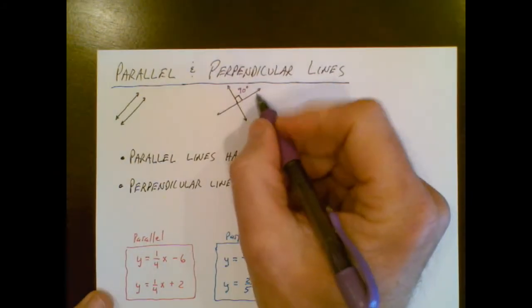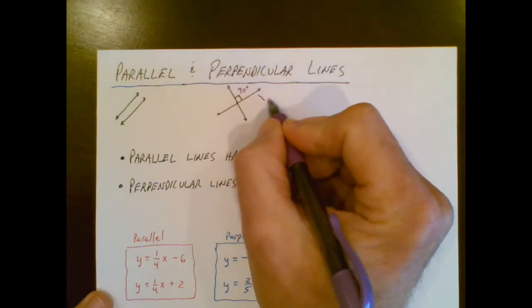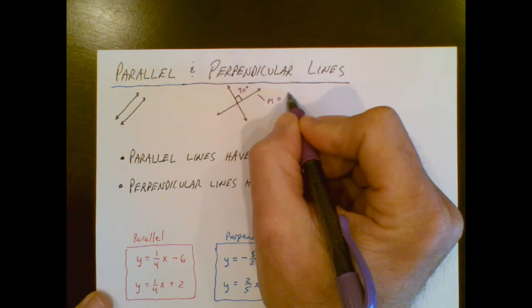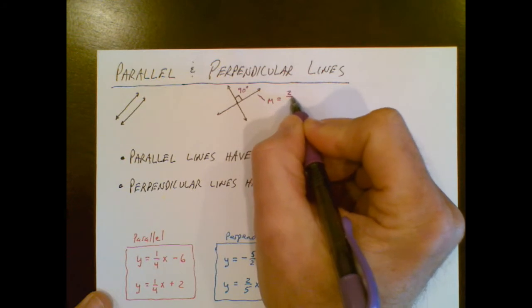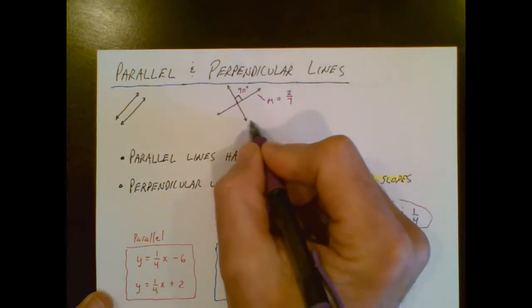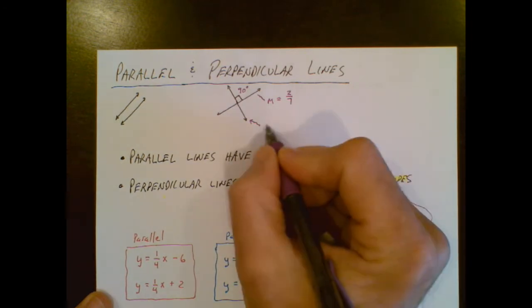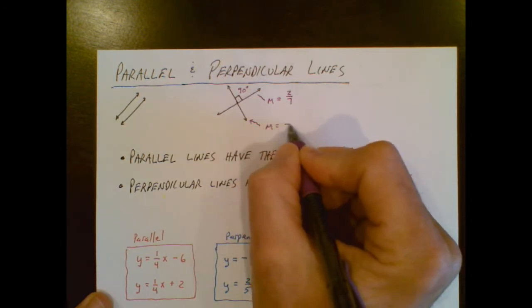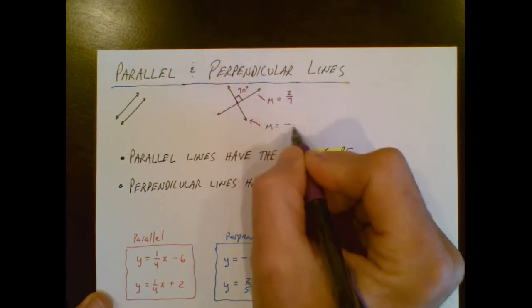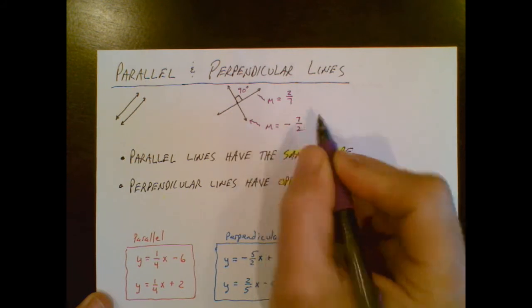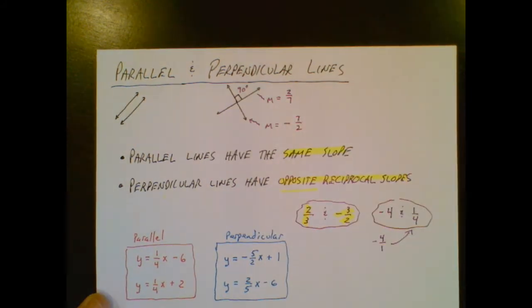If in this little example up here, the slope of this line, I'm just going to make something up, let's say it was 2/7. That means the slope of this line, because they're perpendicular to each other, has to be opposite: positive slope, negative slope, 2/7, 7/2.